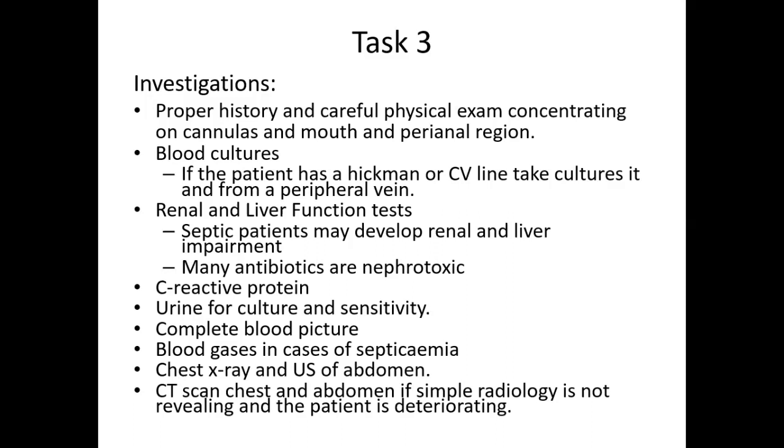The blood picture is very important. We look for the severity of neutropenia. A blood gas analysis is important in cases of septicemia. We need to send for chest X-ray and ultrasound of abdomen. And sometimes, if these are negative, we need to check for CT scan of the chest and the abdomen, especially in critically ill patients.